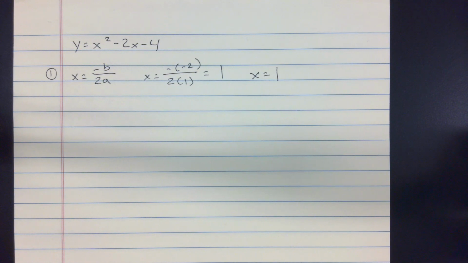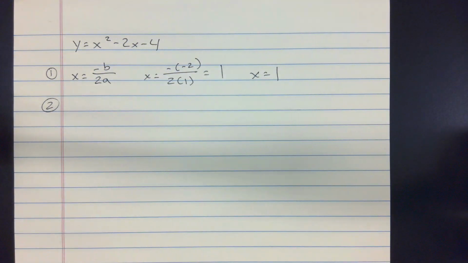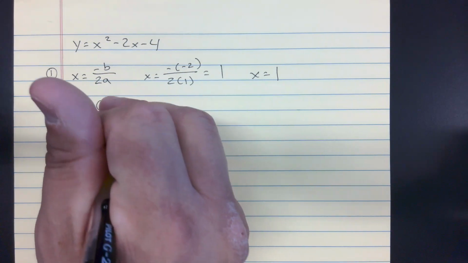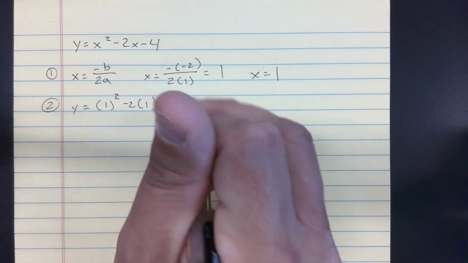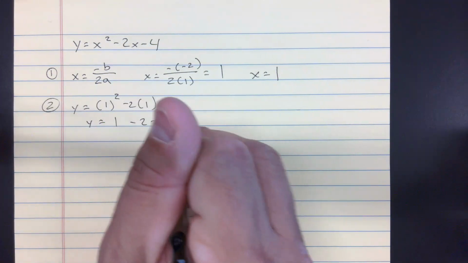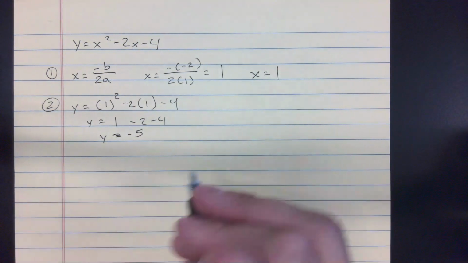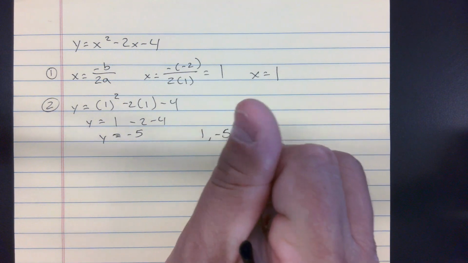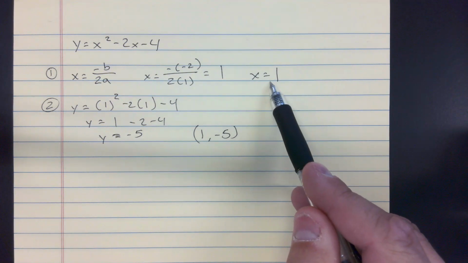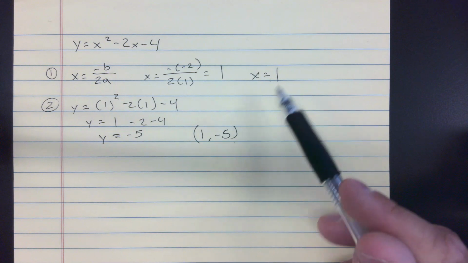Right? Okay. Step number 2, we're going to use that to find the vertex. So we're going to plug what we found for the line of symmetry in for x to get your vertex. So y equals 1 minus 2 minus 4, or y equals negative 5. And remember, your vertex is always written as an ordered pair. Just like your axis of symmetry is always written x equals, your vertex is always written as an ordered pair. Any questions on those 2 steps?